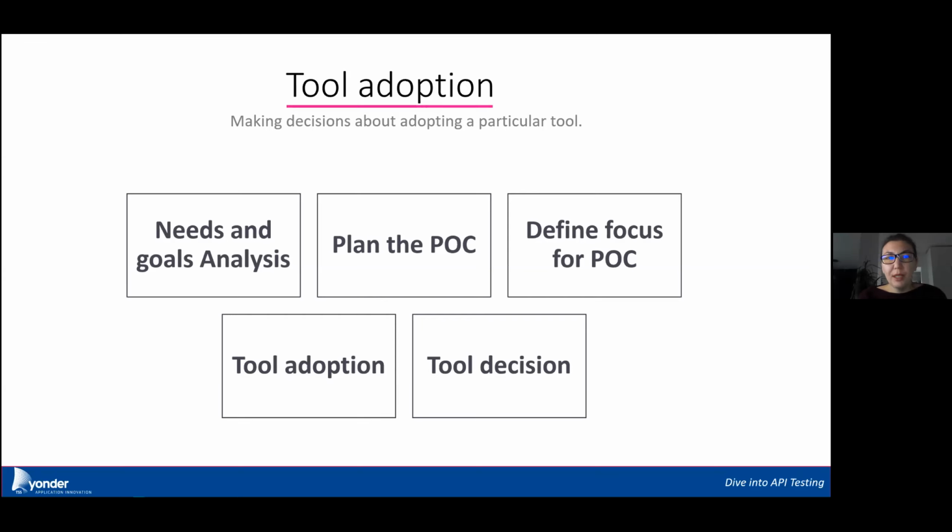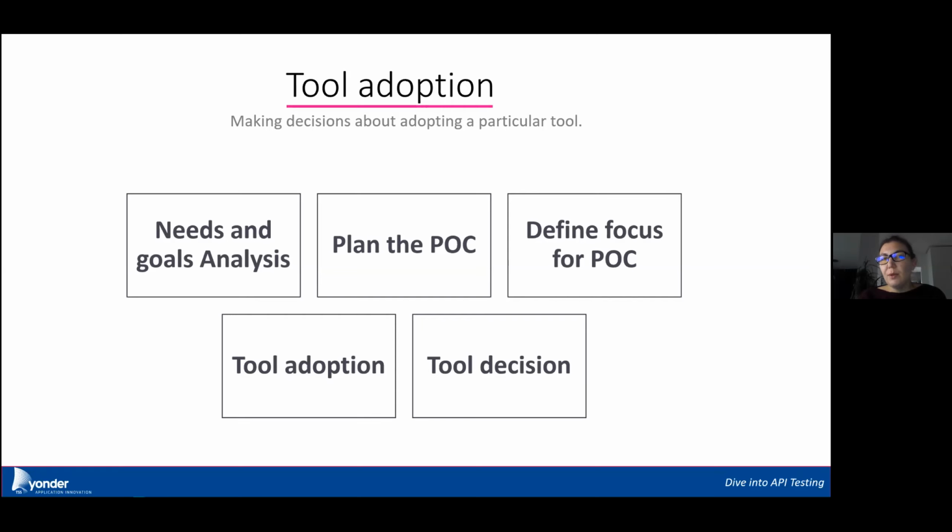Second, plan your POC: select the tools that you would like to have, create a schedule, create a result, and define the focus for the POC. Usually when we make a POC, we take the first thing that comes to hand. If we are referring to UI automation, we start automating the login part. When we are dealing with API, we start to perform a simple get. And after that, we say, okay, this is the tool for me, and we start working with it.